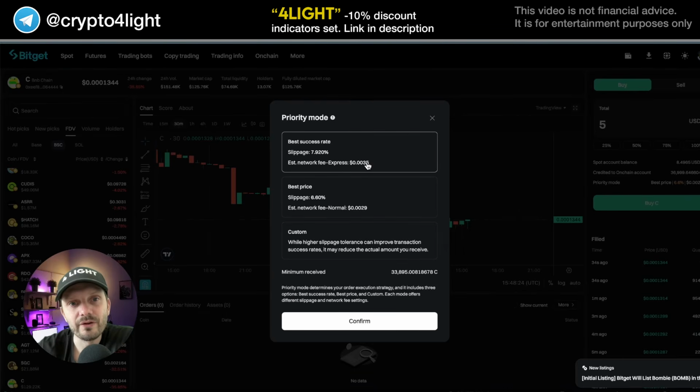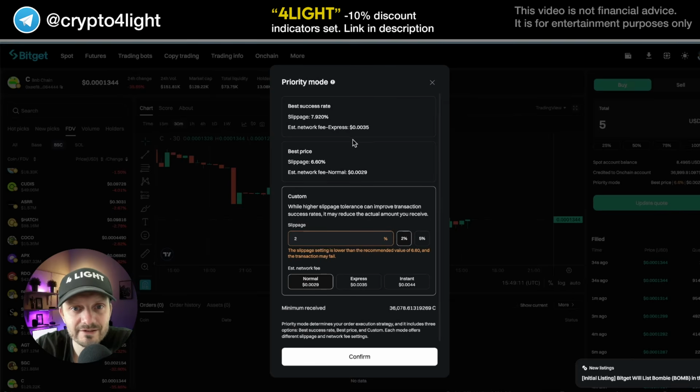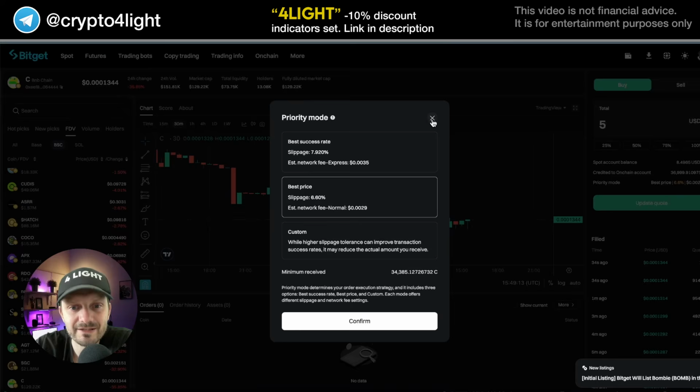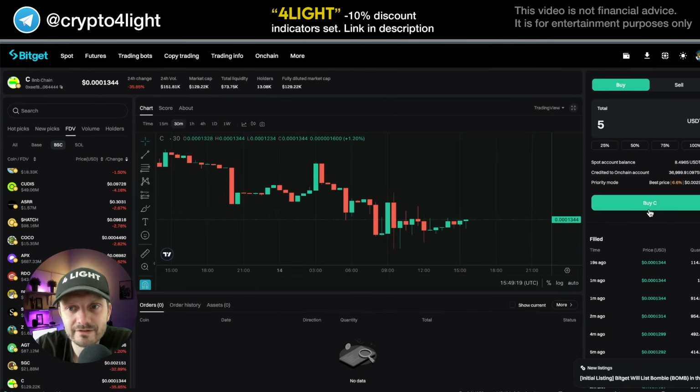Because if there's not so much liquidity, and the liquidity now is only 73K, when you press buy for $100, you can push the price a little bit higher. And while your on-chain order is being filled, the price moves a little bit higher, and the slippage can be like 7%. So you have to know it. You can choose the best success rate or the best price or custom. Usually I can say it's better to use the best price option. Confirm, update the quote to check the relevant price, and press buy.